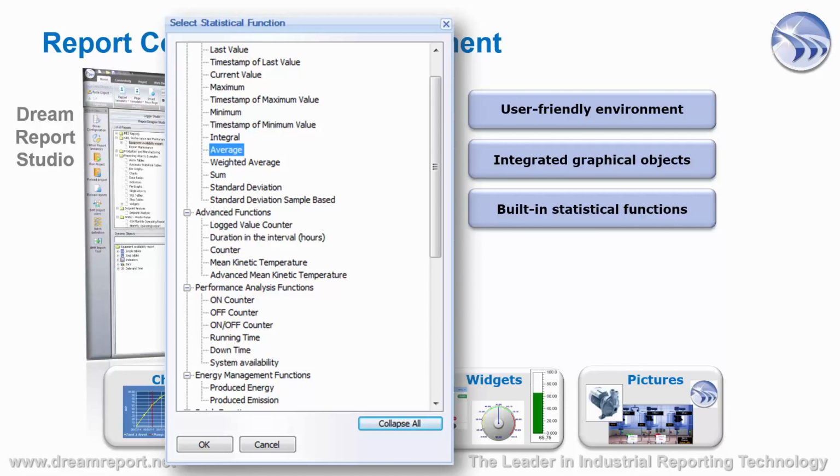Included in these statistical functions are the typical min, max, average, standard deviation type calculations, as well as many more advanced functions, for instance, counter calculations for reporting on energy meters, performance analysis functions for doing up and down time reporting, energy management functions, and a host of others.